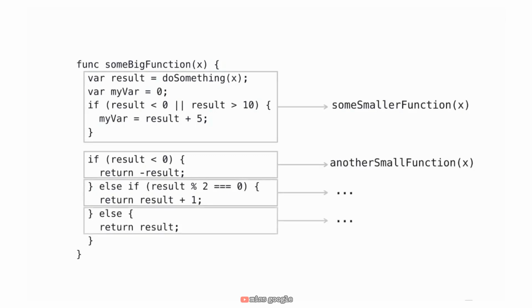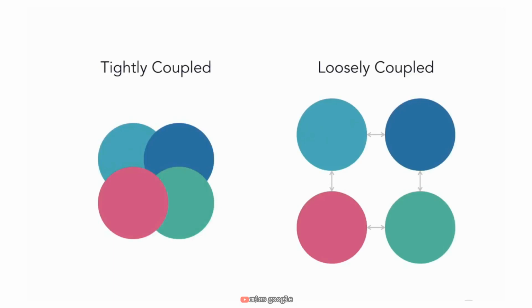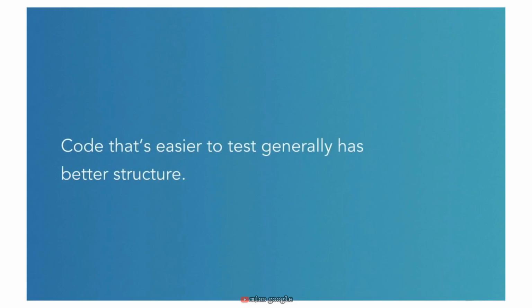This generally means that our code becomes what's called loosely coupled, meaning that basically it resembles many small, modular, independent chunks that work together instead of one large interconnected web of spaghetti code. A good rule of thumb is that code that's easier to test generally has better structure. This isn't always true, of course, but it's a good heuristic to follow.